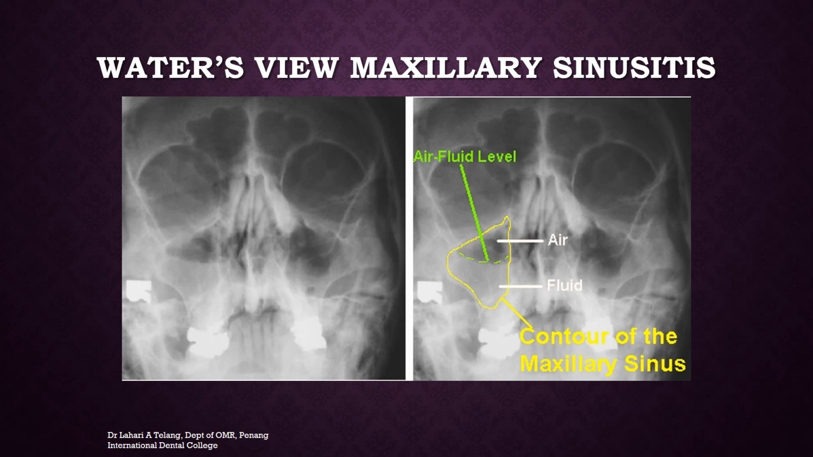The Waters view, also called the paranasal sinus view, gives a very clear appearance of all the sinuses, especially the maxillary and frontal sinuses. And here you can see maxillary sinusitis by the air fluid level, which is occupying the entire maxillary sinus on the right side, whereas the left side appears clearer.